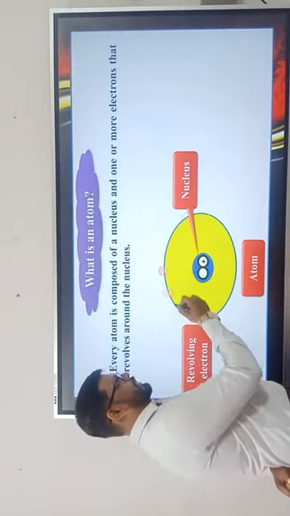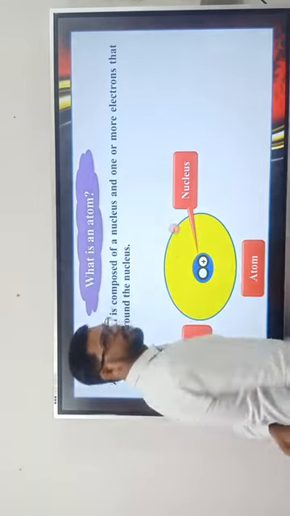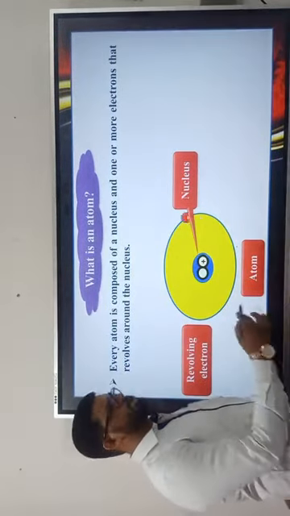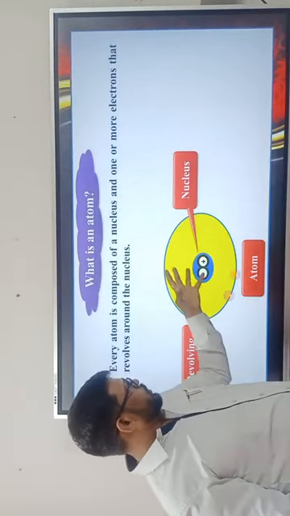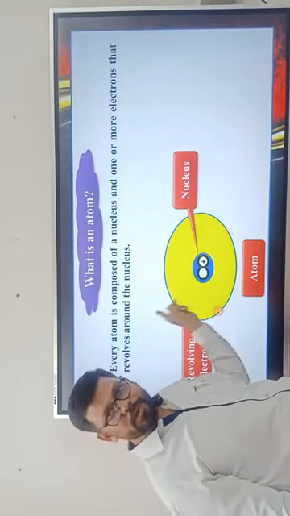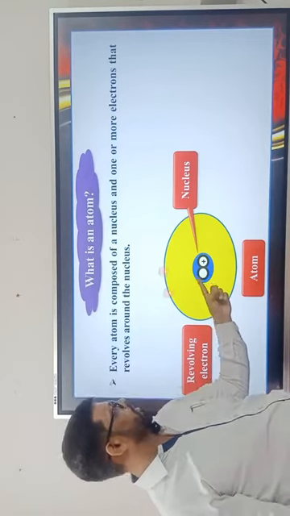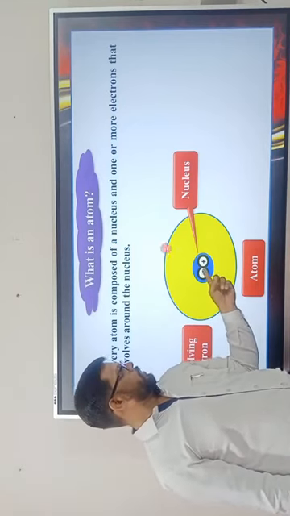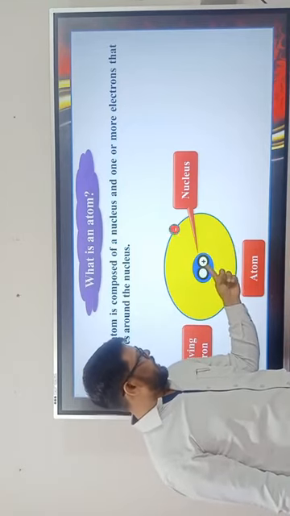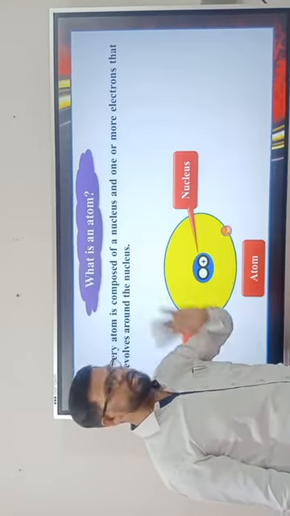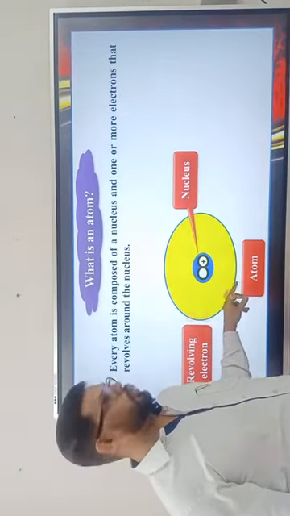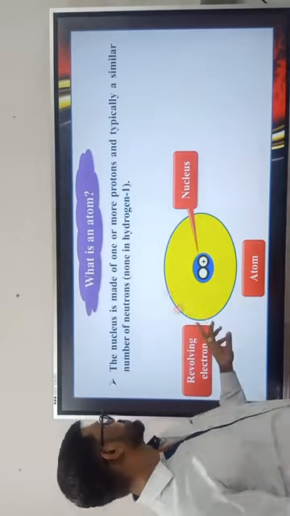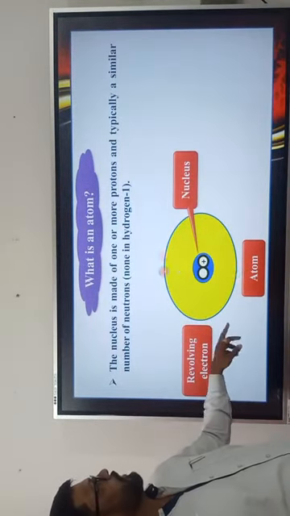Now this electron cannot leave the path even if it decides to leave the path. Why? Because the nucleus holds the electron in that particular circular path because of the attraction between the positively charged proton and the negatively charged electron, and that attraction is called nuclear charge. So this is called an atom.